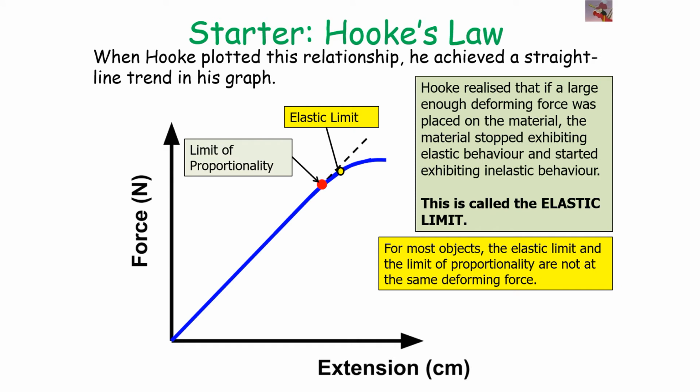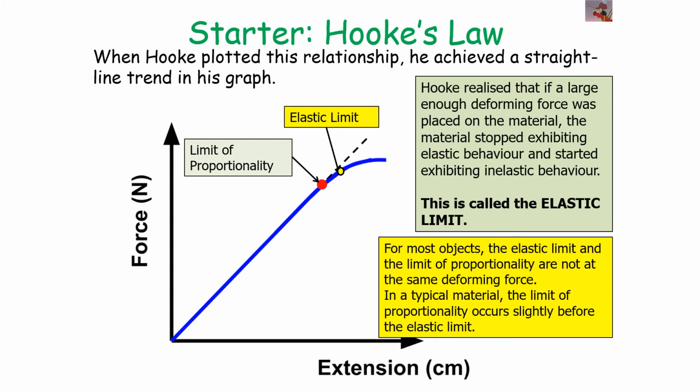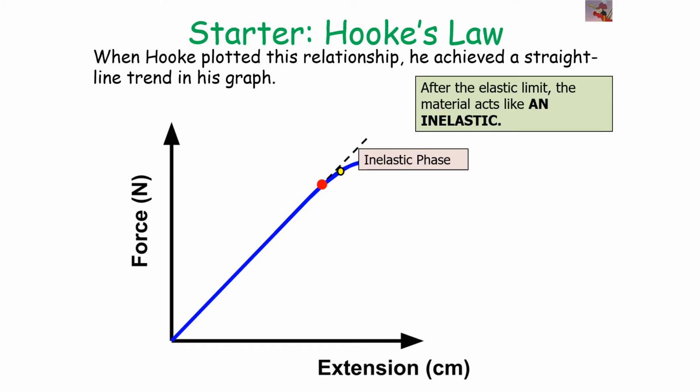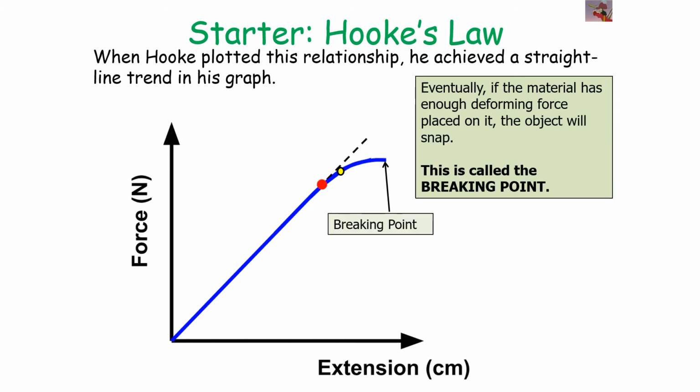Now for most objects, the elastic limit and the limit of proportionality are not at the same deforming force. In a typical material, the limit of proportionality occurs slightly before the elastic limit. So you can see this in our following graph. After the elastic limit, a material starts to act inelastically, and then eventually, if the material has enough deforming force placed upon it, the object will snap and break, which is what we call the breaking point.